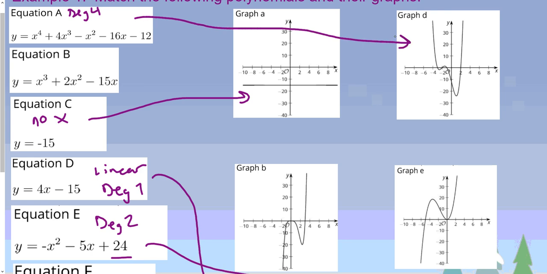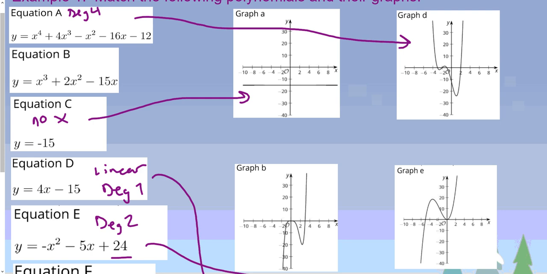So it turns out equation A matches graph D. All right. And oh, that's a funky looking graph. If you think about it here, degree of 4 actually is going to have 4 pieces: a down, and then an up, and then a down, and then an up. So it's got 4 pieces to it. That's kind of what degree helps to do. So let's look at equation B, x to the third plus 2x squared plus 15x. What's the y-intercept? 0. Oh, but both of these graphs have a y-intercept of 0.